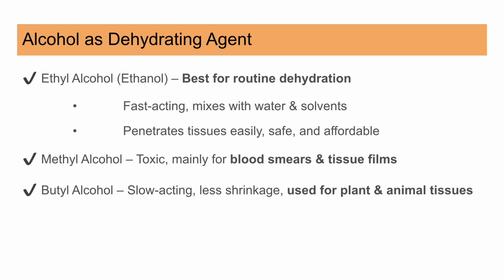Alcohol as dehydrating agent. Ethyl alcohol or ethanol is the best for routine dehydration. It is fast-acting and mixes well with water and solvents. It penetrates tissue easily and is safe and affordable. Next is methyl alcohol. It is toxic but mainly used for blood smears and tissue films. Next is butyl alcohol. It is slow-acting, producing less shrinkage, and is used for plant and animal tissues.